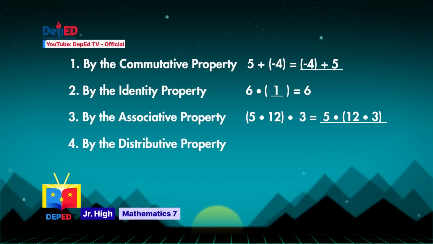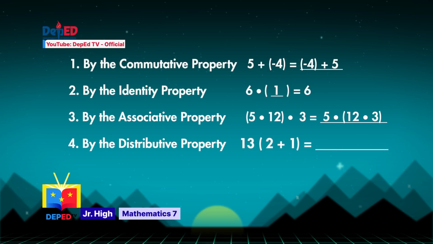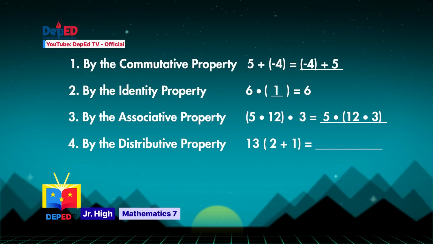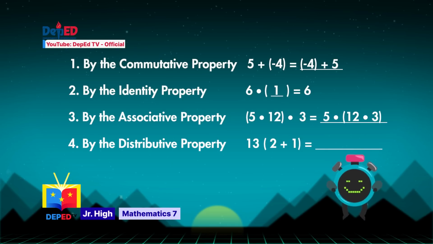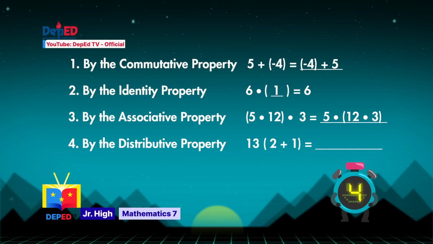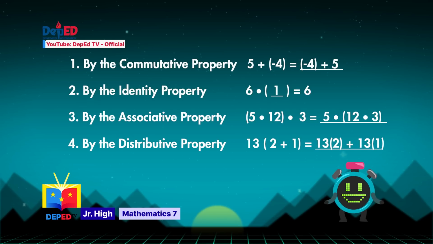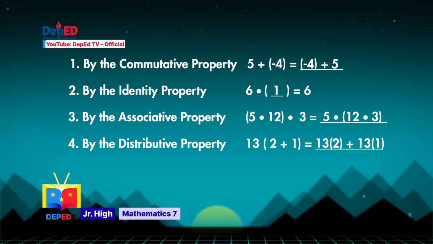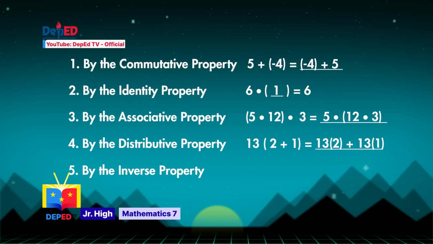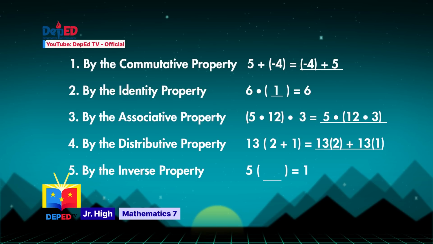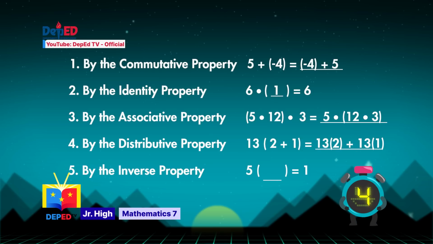Number 4. By the distributive property, 13 times the quantity of 2 plus 1 is equal to... Timer! The answer is 13 times 2 plus 13 times 1. And for the last problem, number 5. By the inverse property, 5 times blank is equal to 1. Timer! The answer is 1 over 5.